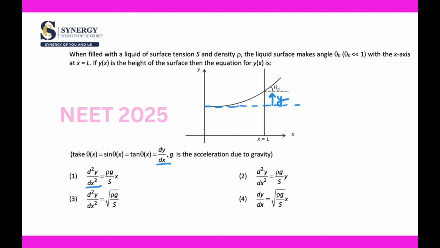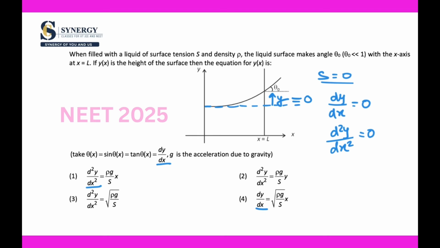So let's get straight to the logic. What if surface tension becomes 0? So when surface tension becomes 0, then you don't have any meniscus. That is, the entire surface will be flat. No surface tension, no meniscus. So y will be 0 throughout. And if y is 0, dy by dx, which is slope, is also 0, and its derivative d2y by dx square will also be 0.